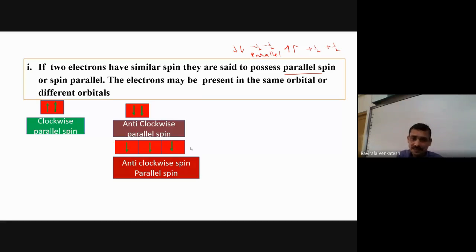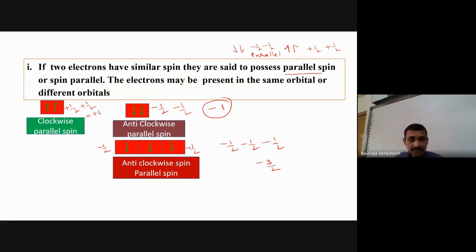So we can calculate the spin. What is the spin for this one? Minus half, and here also minus half, and here also minus half. Three minus halves, so the total spin will be minus 3 by 2. This one will be minus half and minus half, so the total spin will be minus 1. This one will be plus half and plus half, so the total spin will be plus 1.